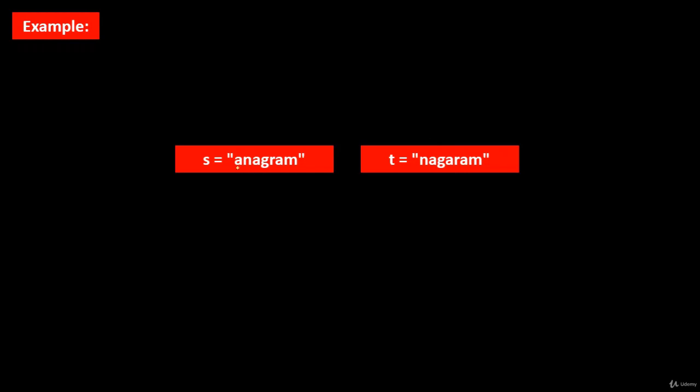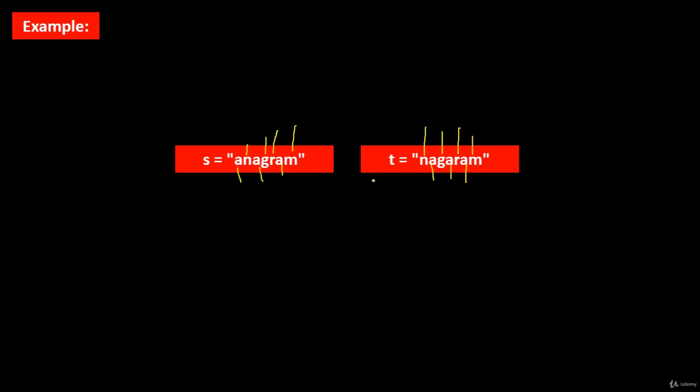In this string, we have 3 a's, and in this string, we have 3 a's as well. In this string, we have n. N appears in this string only once, and in this string n appears only once. Then we have z. Z appears in this string once, and z appears in this string once as well. Then we have r. R appears once. Here r appears once. Then m appears once, and here also m appears once, and a appears 3 times.